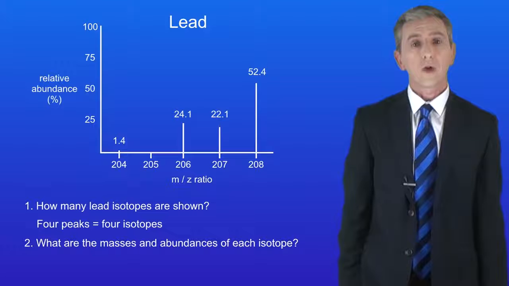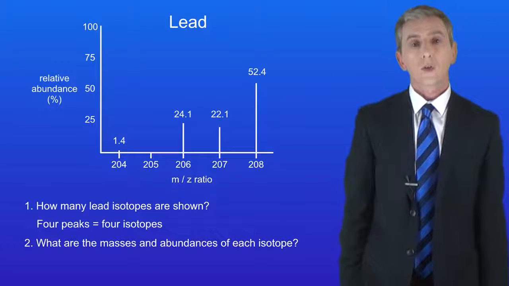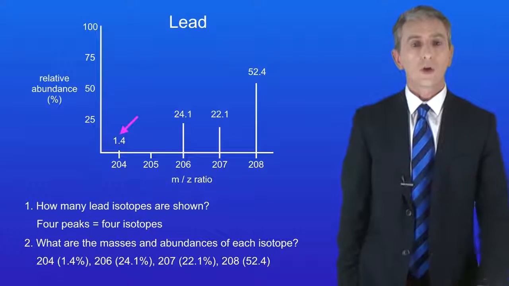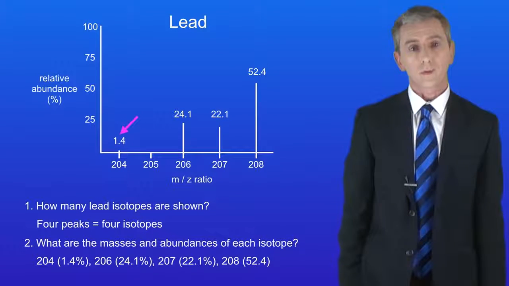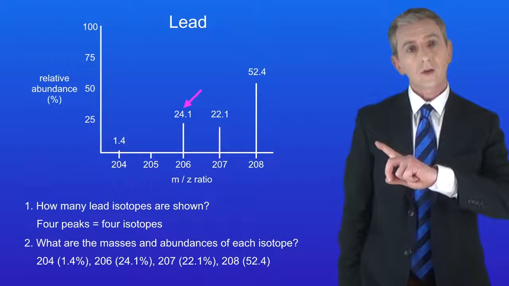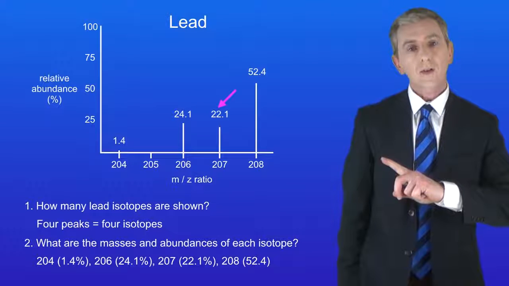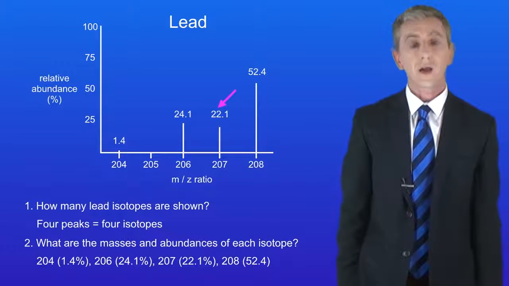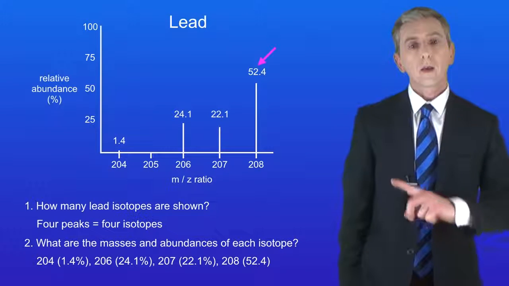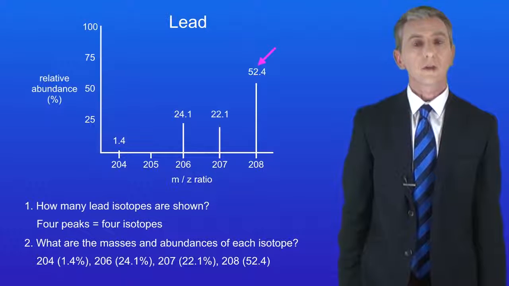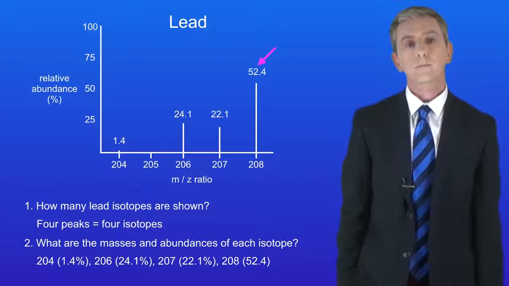You can see that we have 4 peaks on the mass spectrum, so we've got 4 isotopes of lead. This isotope has a mass of 204 and an abundance of 1.4%. This isotope has a mass of 206 and an abundance of 24.1%. This isotope has a mass of 207 and an abundance of 22.1%. And finally, this isotope has a mass of 208 and an abundance of 52.4%.